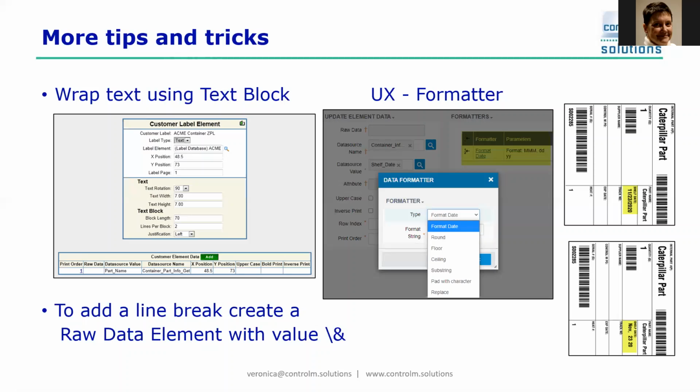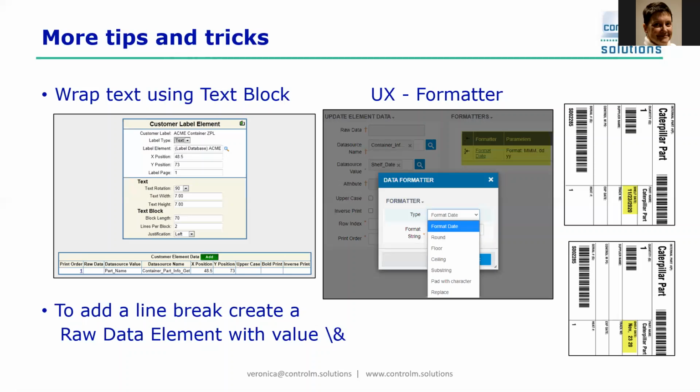To force a line break at a particular point within a text element by not using a text block, you first would create a new raw data element which contains the value /ampersand. Then add this to a raw data field within the customer element data section, using it to line break between elements.